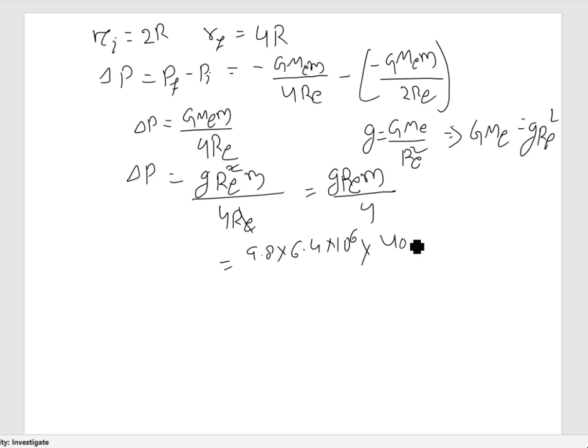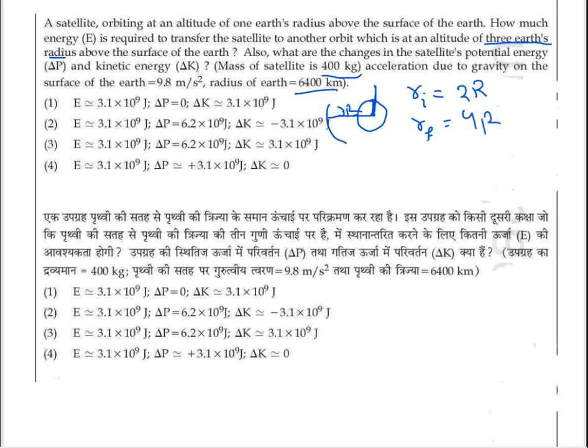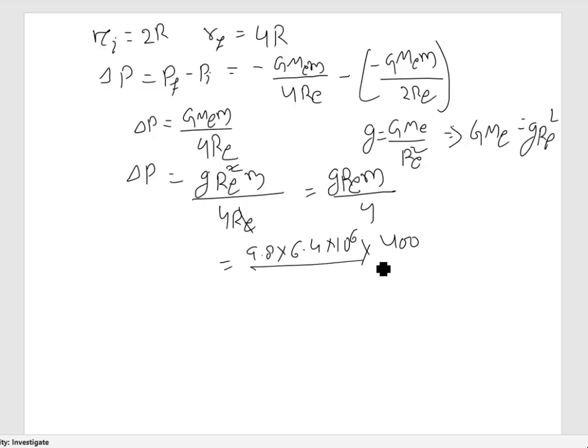Okay, sorry, 400 kg. It is given like 400 kg. So now divided by 4, it will cancel out and it will become 100. So if I multiply, the answer will become nearly equal to 6.2 into 10 to the power 9 joule.